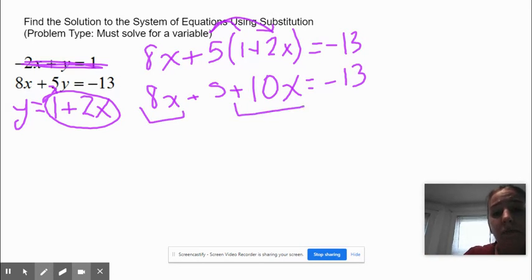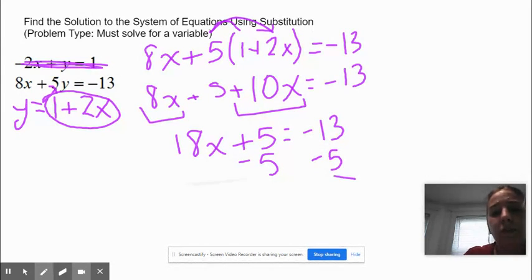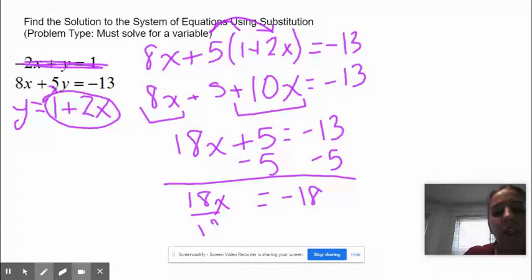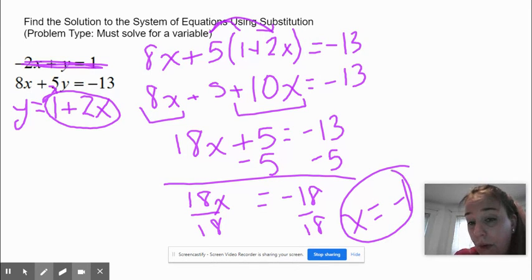Combining like terms. 18x plus 5 equals negative 13. And then we subtract the 5. We're doing great. 18x comes down. Divide by 18 on both sides, and therefore x equals negative 1. Great. Pause if you need to. Get it all written down. I'm going to clear the board.